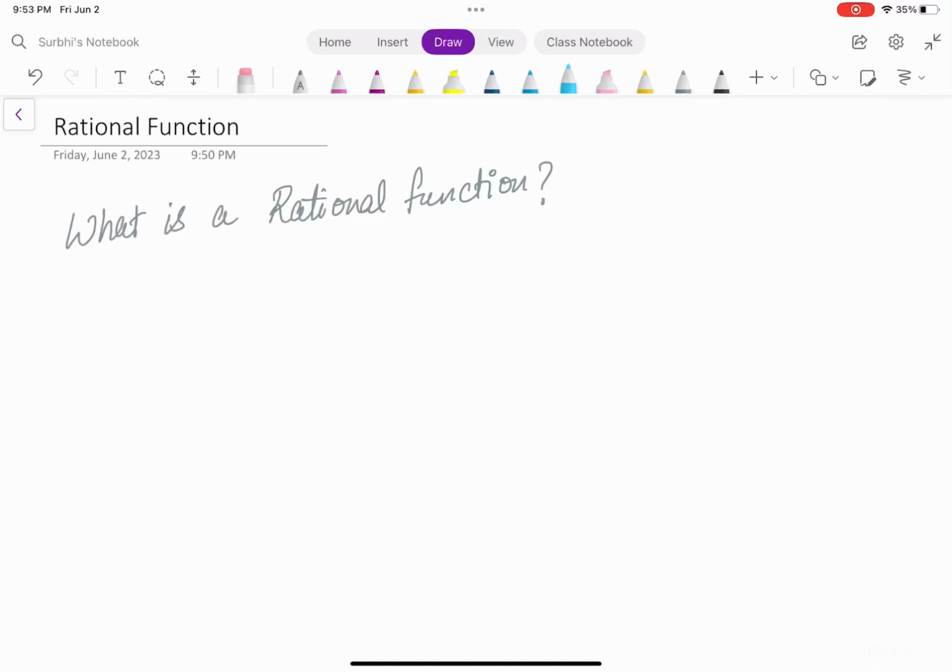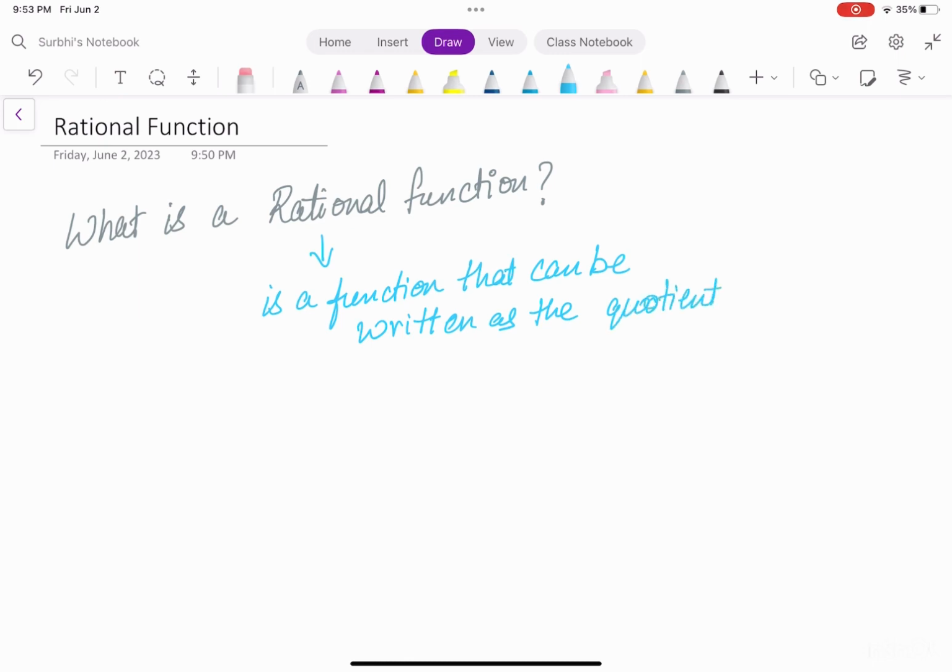Welcome back. Today we will be talking about rational functions. So, rational functions is nothing but a fraction. As per the definition, it is a function that can be written as the quotient of two polynomials, p of x and q of x.